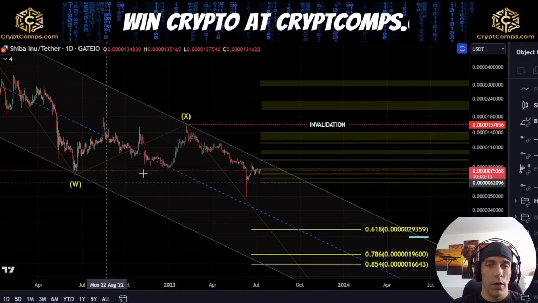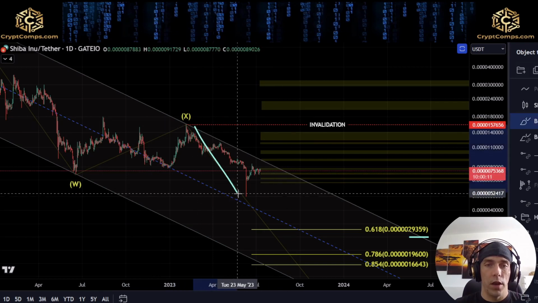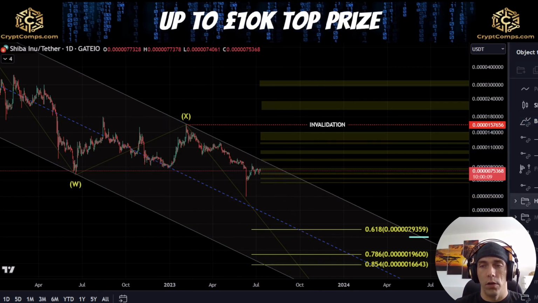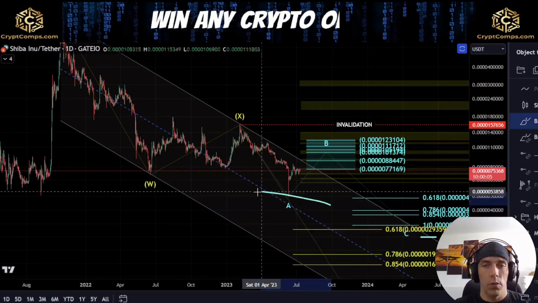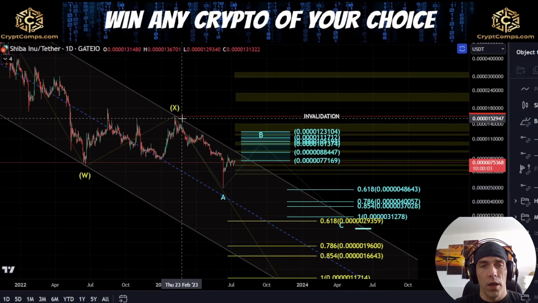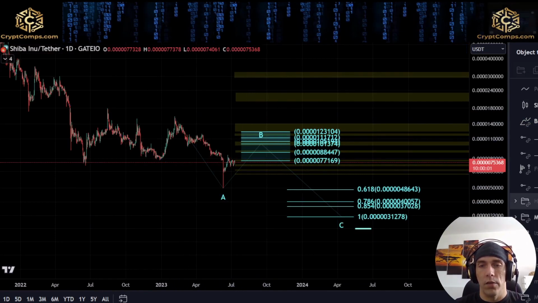What I want to see here, if this is a Y wave, is to actually see an A, a B, and a C to the downside. So if we are talking about that Y wave potential, what I'm talking about as actually looking to play out is this is an A, B, and a C to the downside.